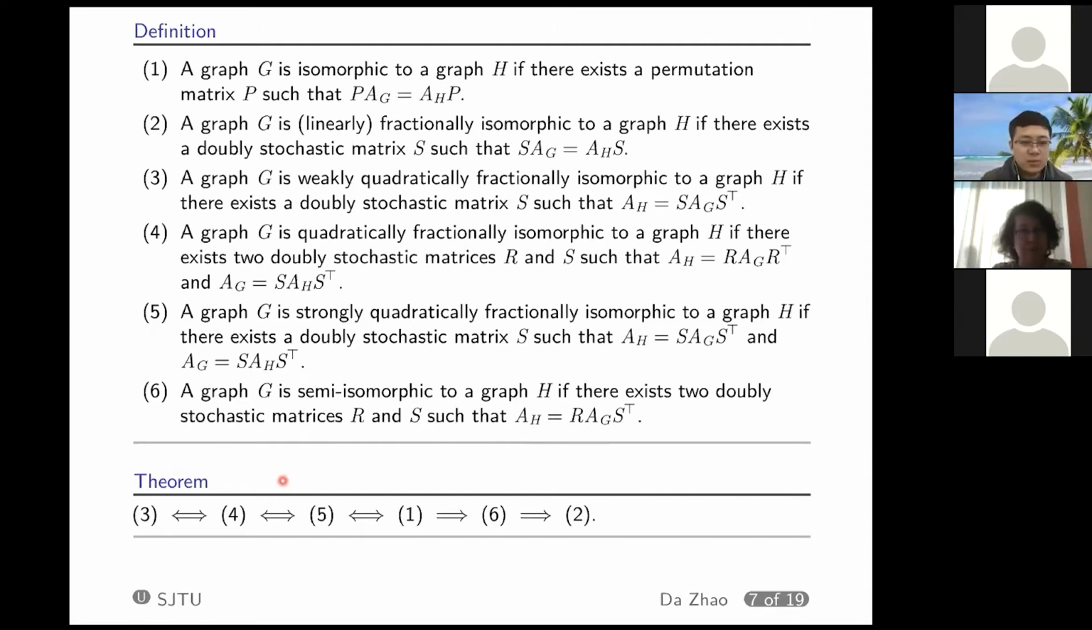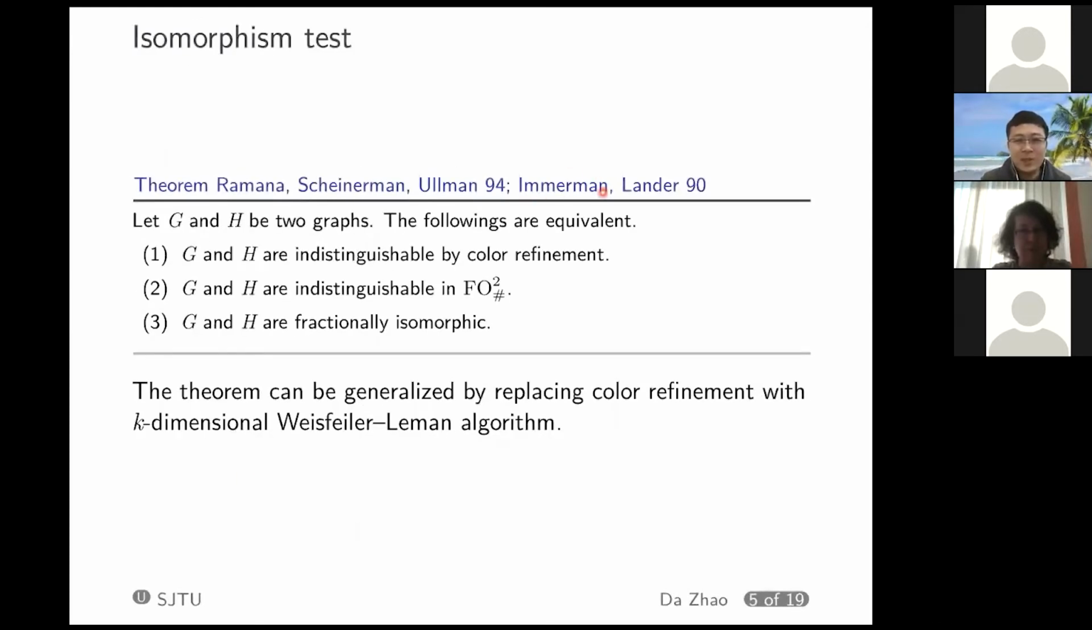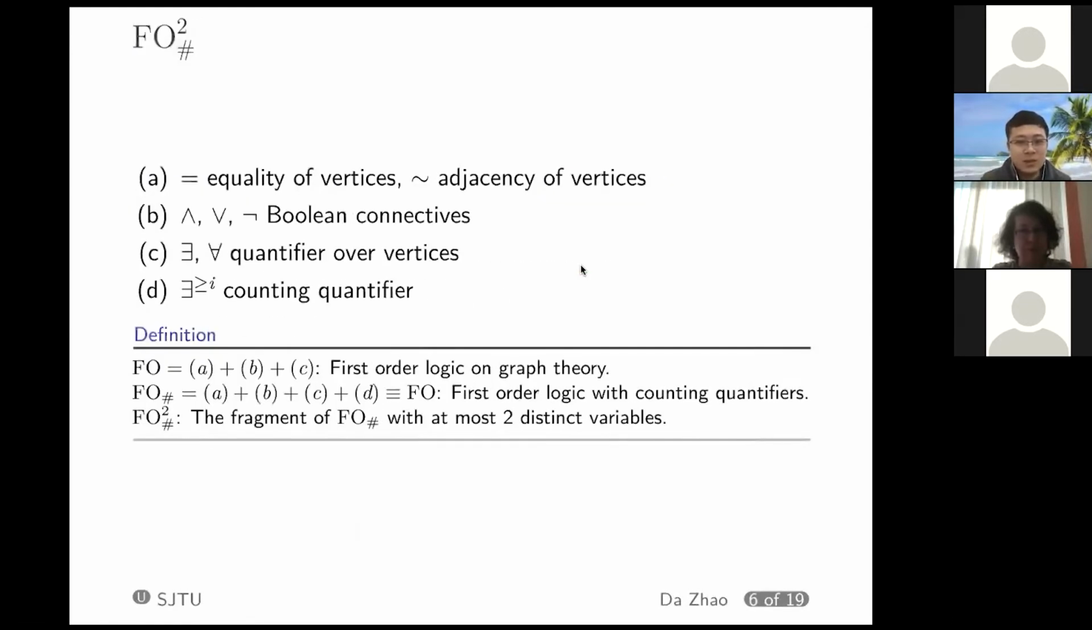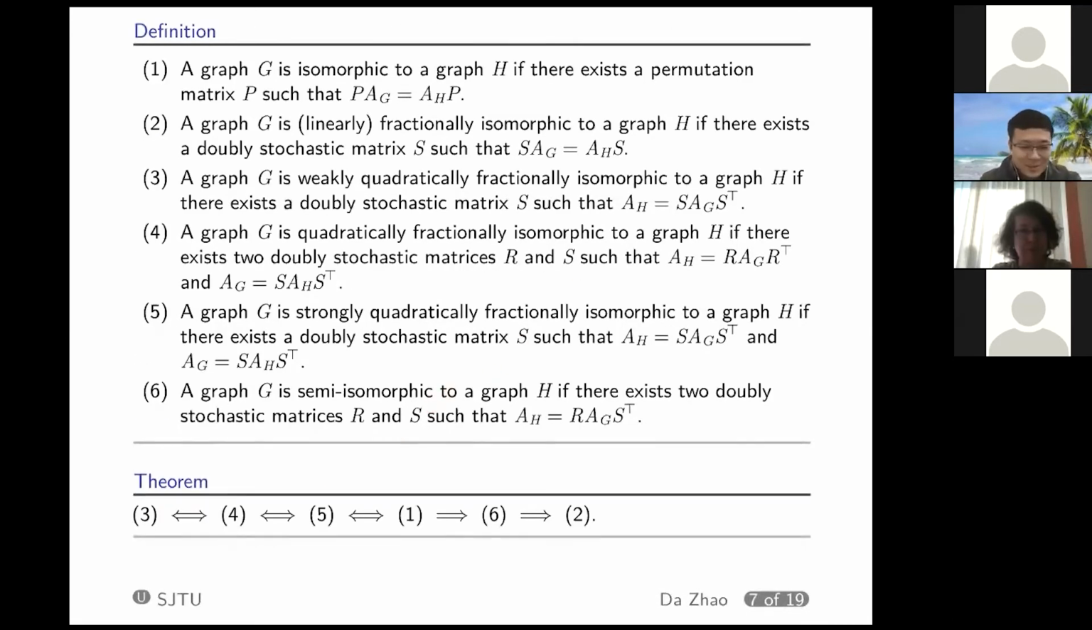It was already proved by, sorry, I didn't write the authors. They are Everett and Landon, if my memory is correct. Maybe, oh no, it's the other author. Sorry, I should add their names here. It is that 3, 4, 5 are equivalent; 3, 4, 5, and 1 are equivalent, and 1 implies 6 and 6 implies 2. So this is about fractional isomorphism.